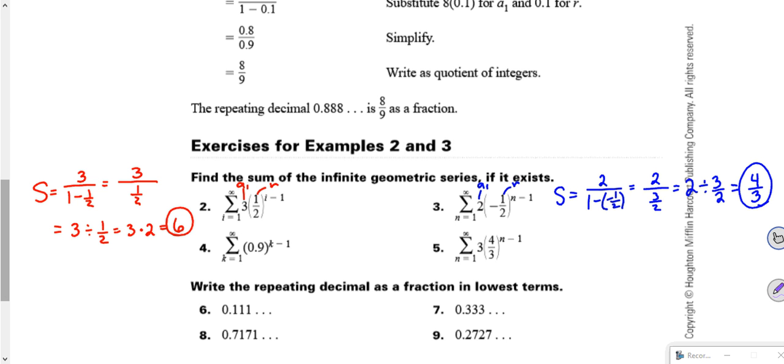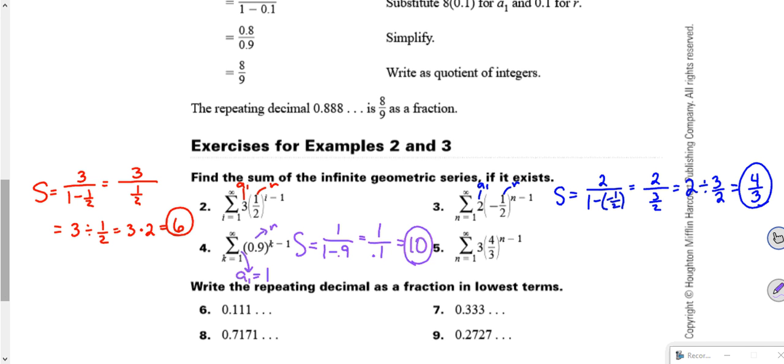Number 4 down here. Now, this has to be my R. Where's my A1? Well, there is no A1 here, so A1 is just 1. It's kind of missing from that. So my S equals 1 over 1 minus 0.9, which is 1 over 0.1, which is 10. 1 divided by 0.1, again, if you essentially move the decimal over on the top and the bottom, you get 10 divided by 1, 10.